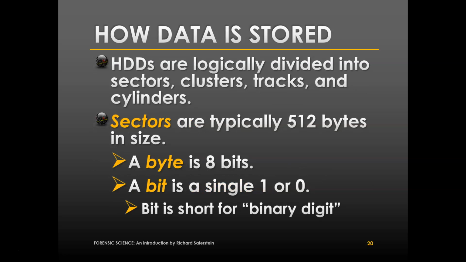HDDs are logically divided into sectors, clusters, tracks, and cylinders. Sectors are typically 512 bytes in size. A byte is 8 bits, and a bit is a single 1 or 0. And this is because bit is actually short for binary digit. That's where the bit comes from, meaning ones or zeros. That is the binary.